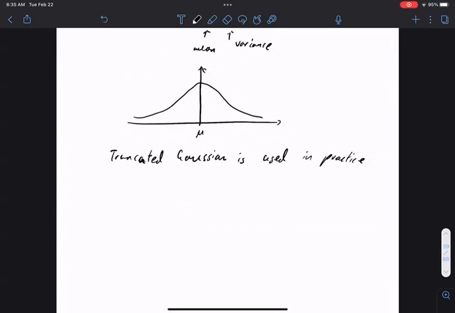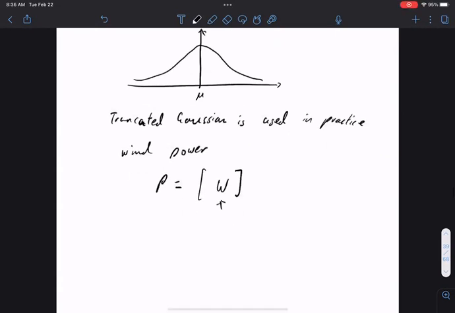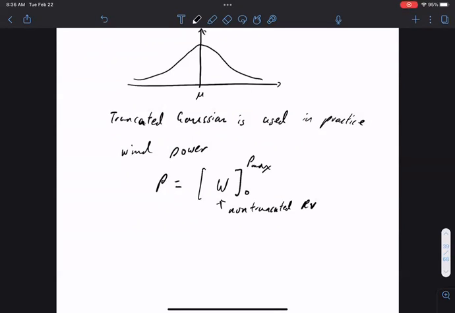What truncated Gaussian means is that you basically truncate the tails. You take a maximum, and anything more than the max gets folded back onto the max. Anything less than the min gets folded to the min. So for example, wind power P is normally written as a max and min of something: we take some W, the non-truncated Gaussian, and clip it between 0 and P max. This is typically what happens in practice.